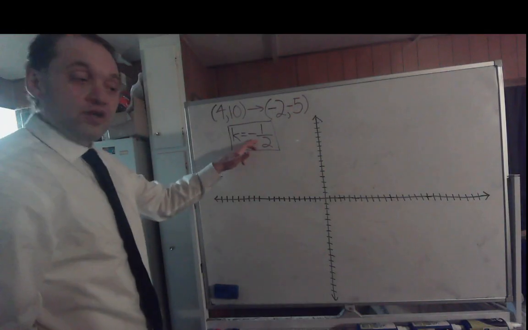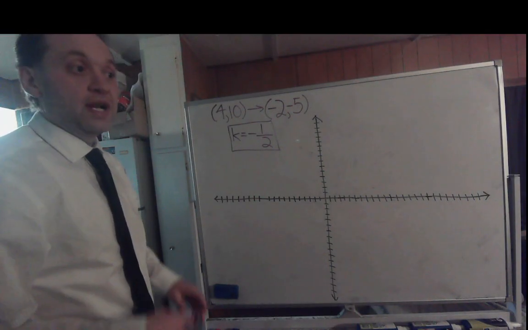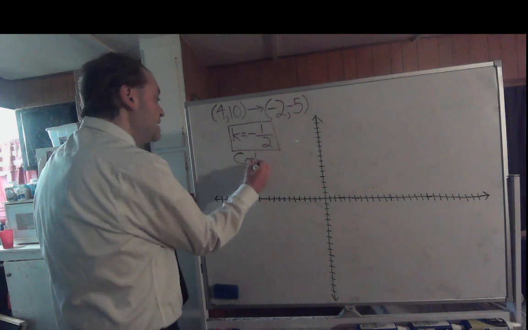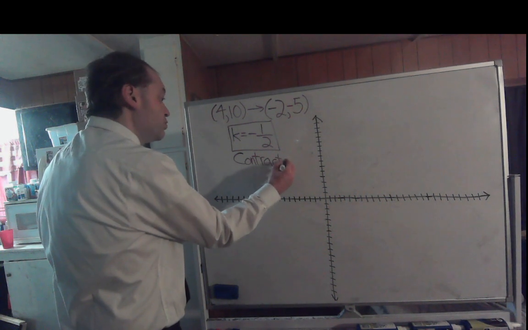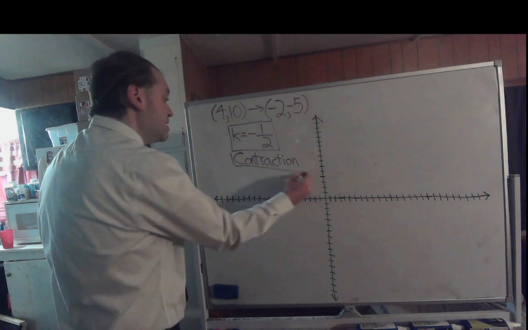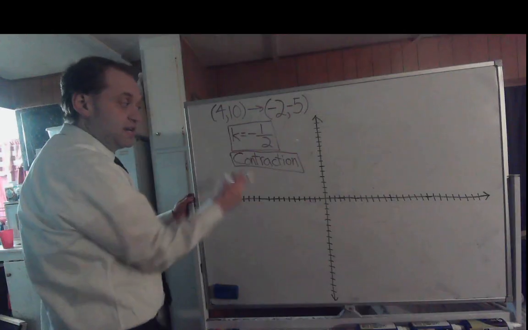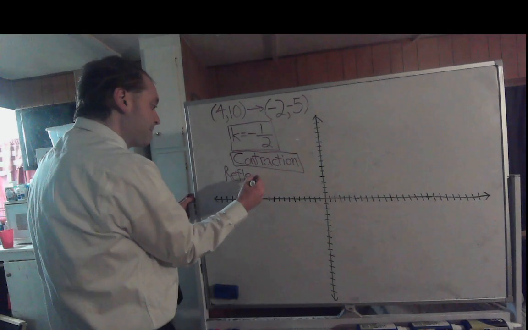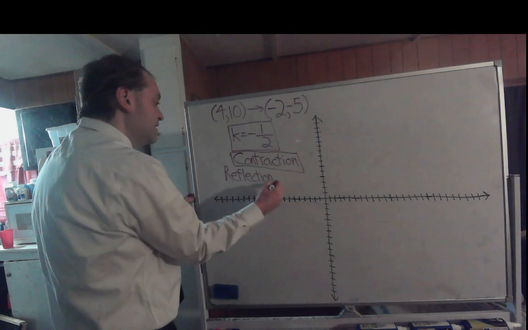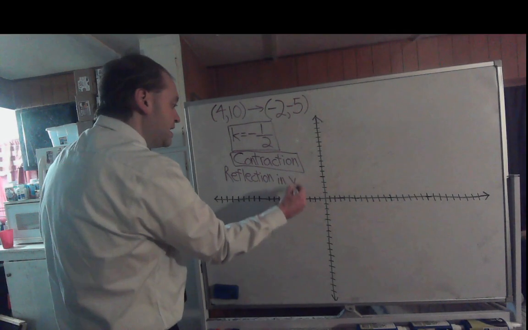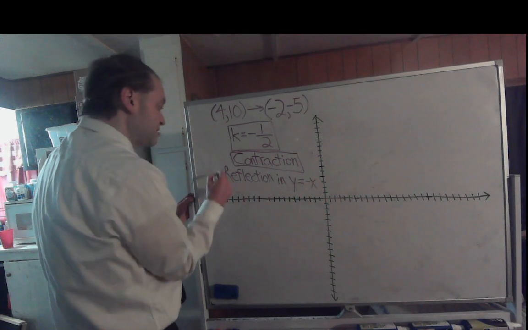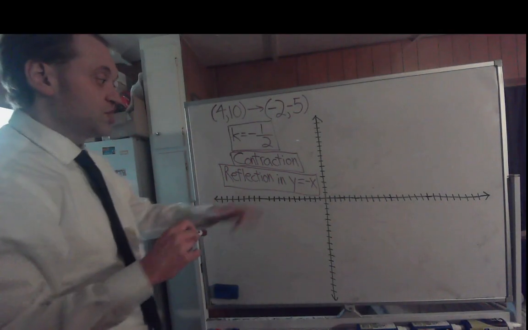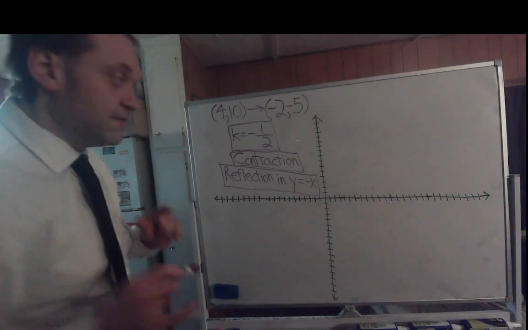Now, the absolute value of -1/2 is what? +1/2, which is less than 1, so this is a contraction. It's a contraction, and it's also important to note that whenever you have a negative scale factor for a dilation, it's a reflection. You have a reflection in y equals -x. So a negative dilation is a reflection in the line y equals -x.